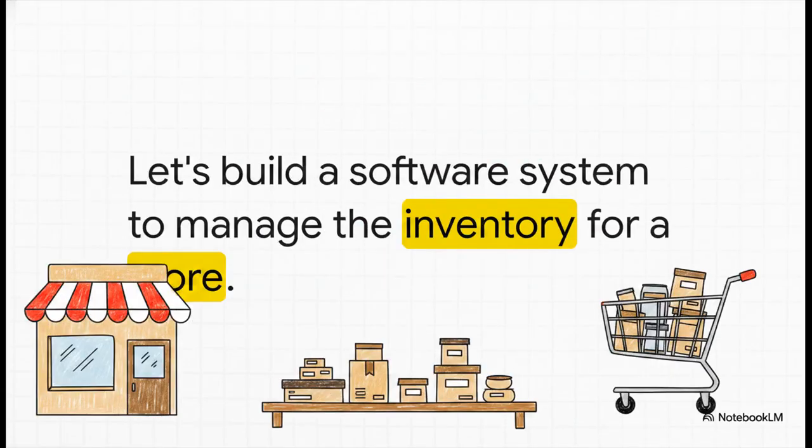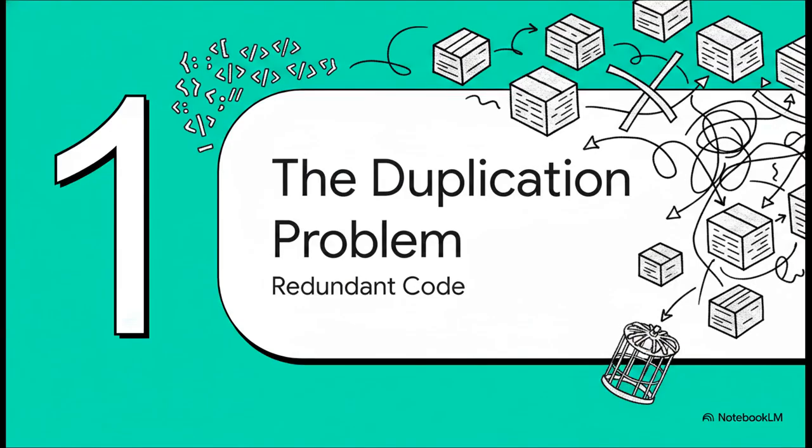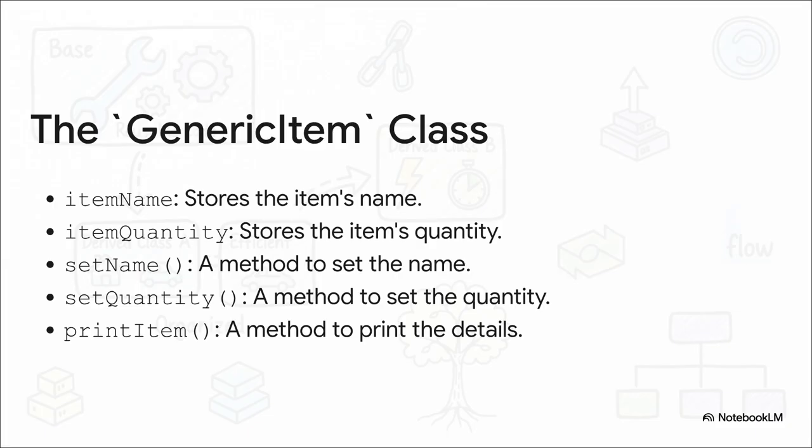So, to make this all crystal clear, let's ground it in a real-world example. Imagine we're building a simple software system to keep track of the inventory for a store. Now, as we start building this thing, we're going to run smack into a very common trap. I call it the duplication problem. It's so easy to fall into, and it can turn a clean project into a total mess that's a nightmare to maintain.